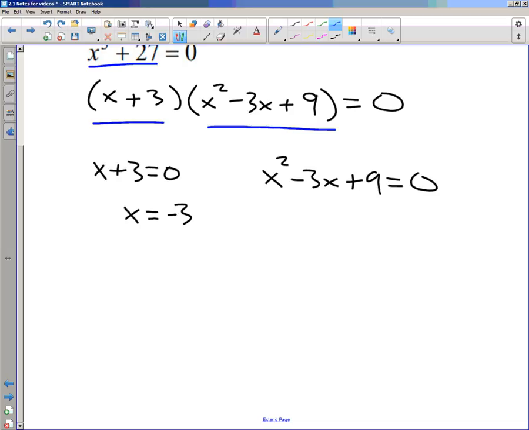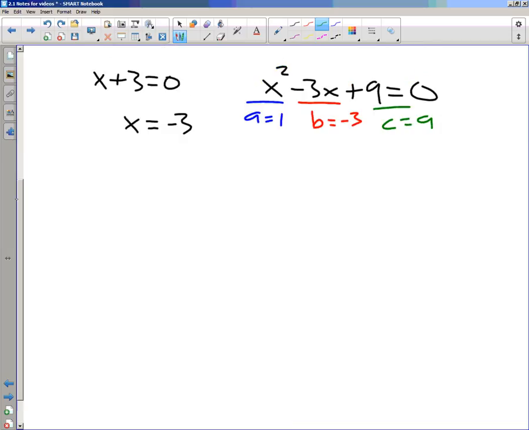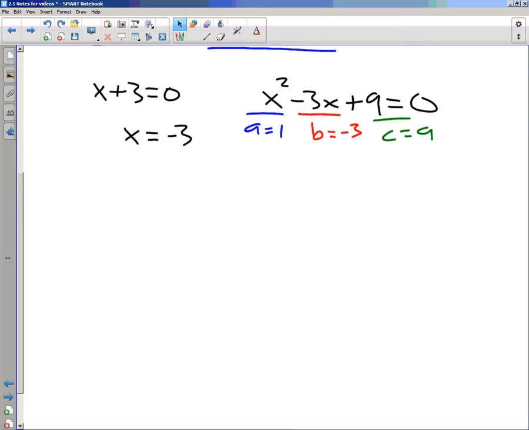I'm going to have to find values for a, b, and c. A is going to be 1. B is going to be negative 3. And C is 9. All right, so this is going to take us a little bit longer than the first factor to solve, but we'll stick it out and get it done. Quadratic formula. Let's set up my general form. I'm making mistakes. All right, let's try this again.